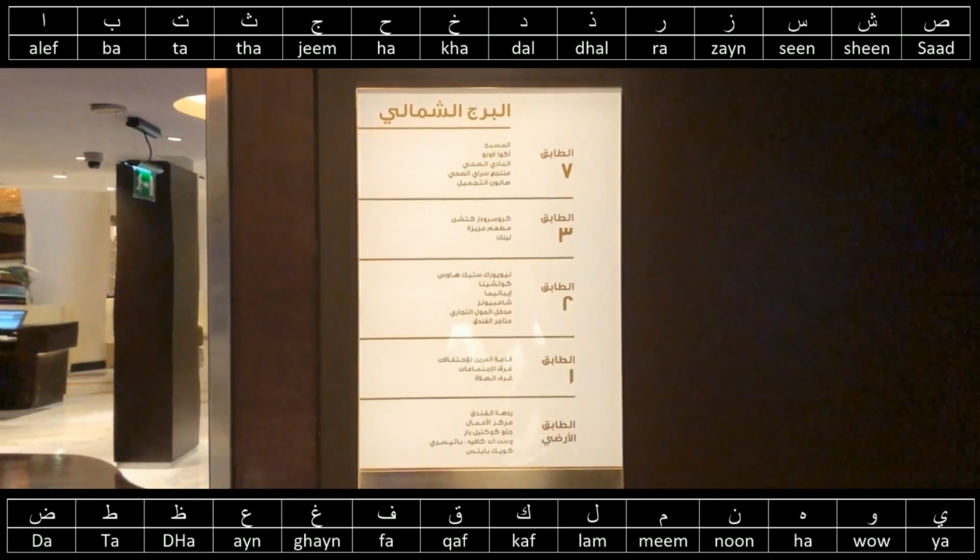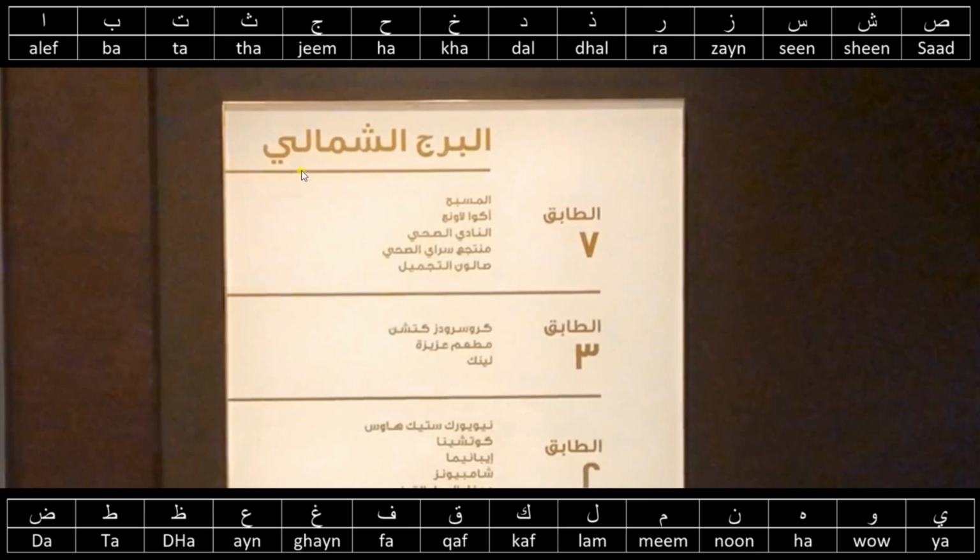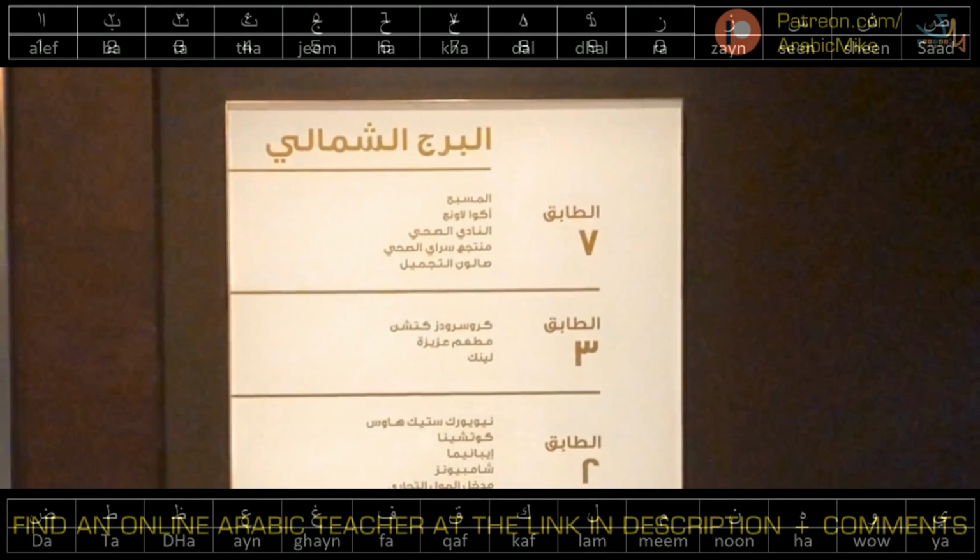I want to start with this title here. We have written El Burj El Shimali. Now Shimal means north, so Ishimali with the ya at the end turns it into kind of an adjective and makes it northerly. El Burj, of course, means tower. Burj Al Arab, Burj Al Khalifa. You all know lots of Burjs, I'm sure. So El Burj Ishimali means northern tower or north tower.